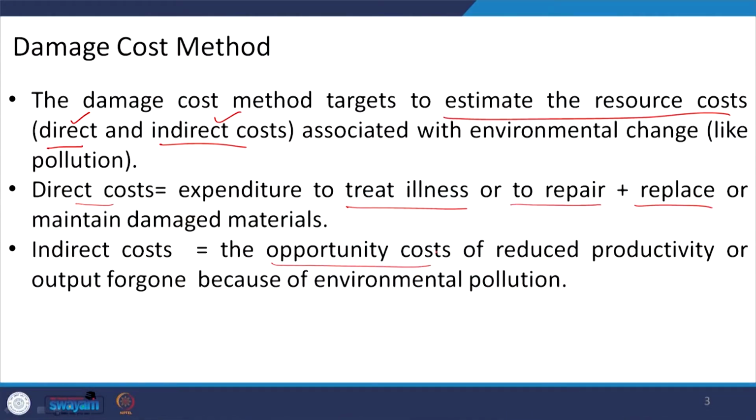In case of indirect costs we are taking into account the opportunity cost. What is opportunity cost? The next best alternative that is foregone. So we are taking into account the opportunity cost of reduced productivity, or the amount of output we are foregoing because of the environmental pollution. Let us explain how these indirect costs are measured. We are using the opportunity cost of reduced productivity. How is it so?